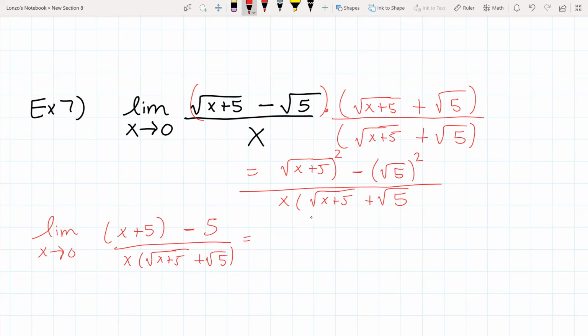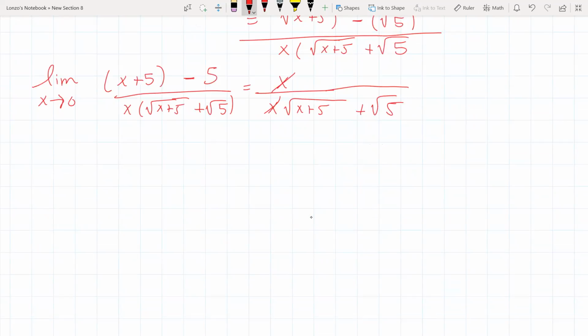When you clean this up, this would be x. 5 minus 5 is 0. And on the bottom, it's just this. And then what cancels? The x. So you can rewrite this problem as x approaches 0. On the numerator, it's just 1, and on the bottom, it's just square root of x plus 5 plus radical 5.